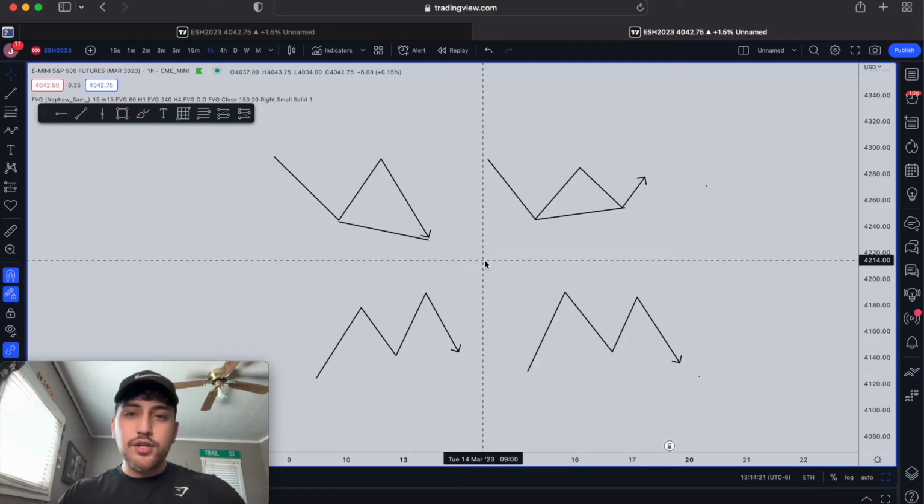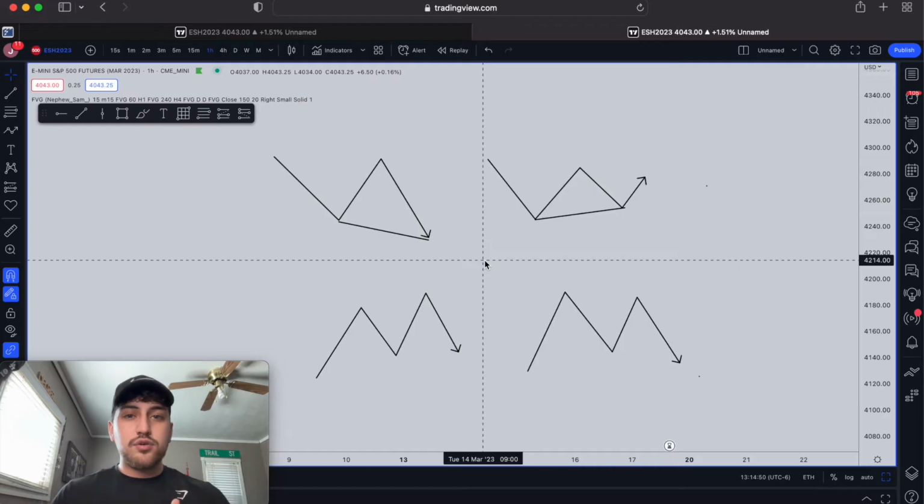Now, the way you find SMT divergence and the way you're supposed to use it is you find correlated pairs. For example, ES and NASDAQ, right? ES or NQ, SPX 500, NAS 100, those are correlated indices. You could spot SMT divergences with these two pairs. Other pairs that I personally like trading are EU, which is Euro USD, and GU, GBP USD. Those two are correlated pairs as well.